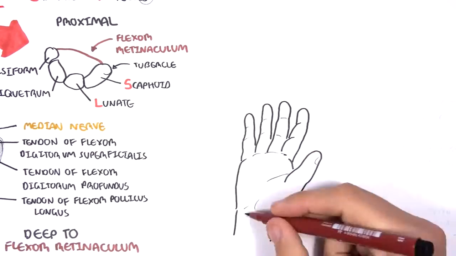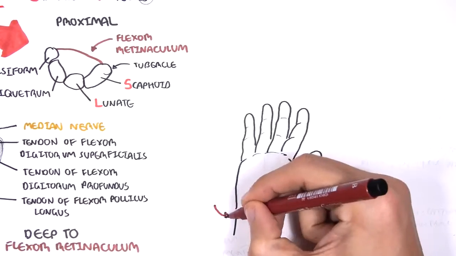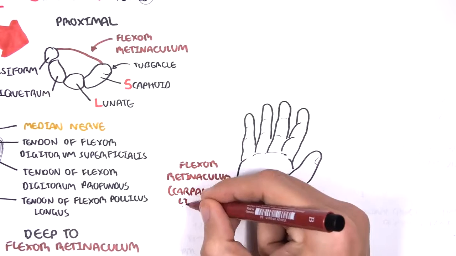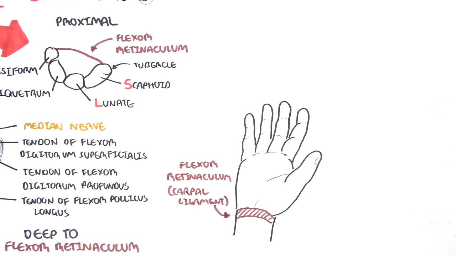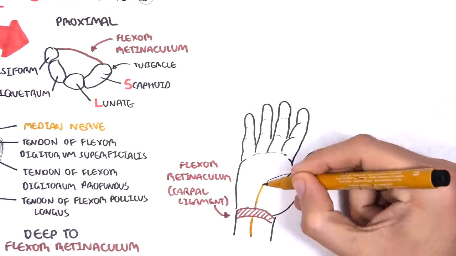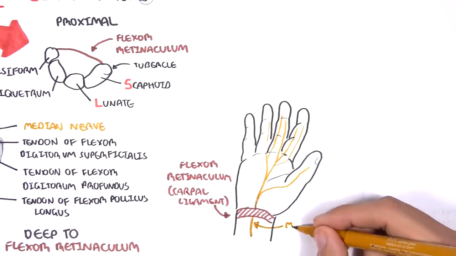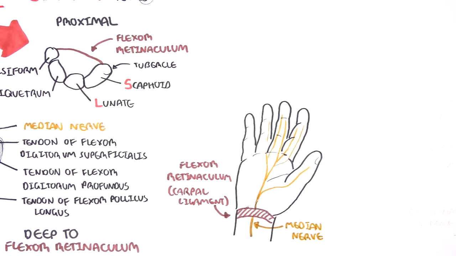So here is the right hand again. Here is the flexor retinaculum. It's also sometimes referred to as the carpal ligament, which makes sense because it literally goes over the carpal bones. Anyway, remember the 4 main groups of structures that run under it, one of which is the median nerve. The median nerve is sensory for the middle, index, and thumb region, and also motor for these regions as well.